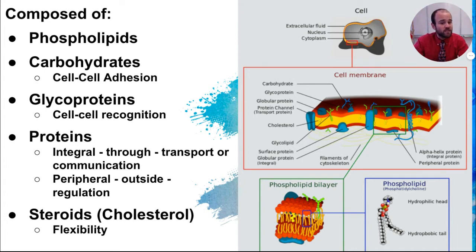So that's going to be for transport or communication, either sending materials into or out of the cell, or sending chemical signals into the cell. Or peripheral, which means that they're on one side or the other. They don't go through the membrane. And those are for regulating other proteins, and so helping to regulate communication or transport. And finally, there's steroids, mainly cholesterol, and that helps prevent the phospholipids from getting too tight together and keeping it nice and flexible.